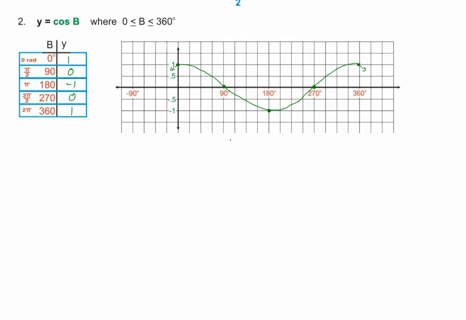Key points. What are the crests? It crests at 0. It crests at 360. The trough is 180. What's the period of the cosine wave? It is also 360, which is also 2 pi.